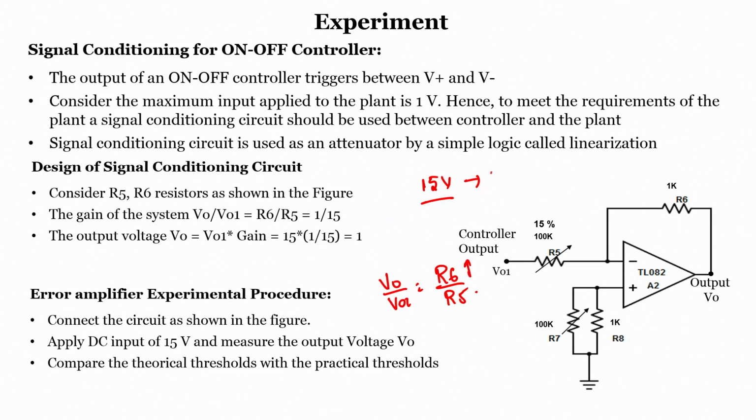The reason is the plant can only withstand a maximum value of 1 volt, and 15 is the maximum voltage that we are getting, right. So that means 15 volts has to be converted to 1 volt. How do we do that? In order to do that, we have to use an attenuator. In this case the gain of the system should be 1 by 15. If I take a gain of 1 by 15 and multiply it with the input voltage, the V naught will always be 1, right.